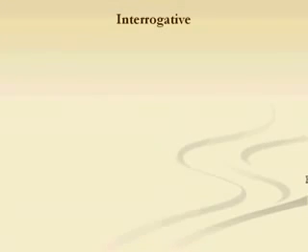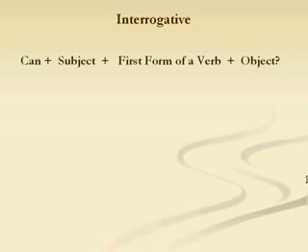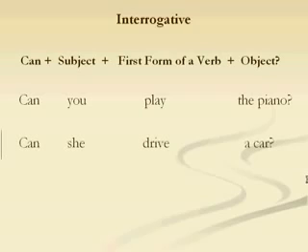Now we look at interrogative structure: can plus subject plus first form of a verb plus object. Because we don't have any helping verbs here, we are using a modal verb, modal auxiliary, right? So we put can or any modal verb before the subject and it becomes interrogative. So can plus subject plus first form of verb plus object. For example, can you play the piano? Can she drive a car?